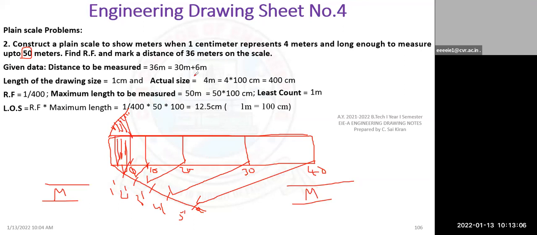Then the distance to be measured is 36, which is 30 meters plus 6 meters. So from here I will highlight 0 to 30, it will become 30 meters. And from here I will highlight 6, which will be somewhere here. So total will become 6 meters plus 30 meters. Again I have to show one more measurement, such as total is 36 meters, and that this is 30 meters. Then I have to write my RF value and LOS value. Then the problem is completed.